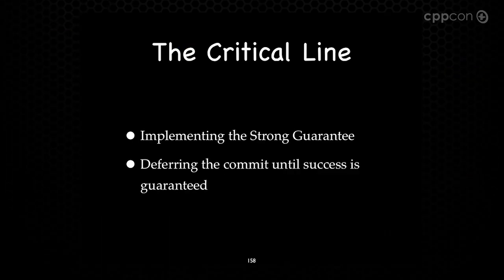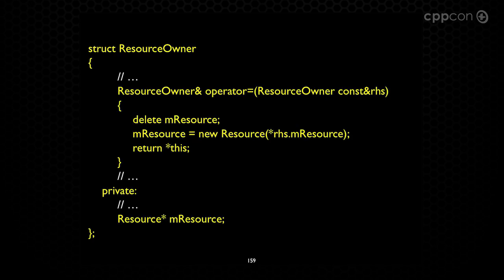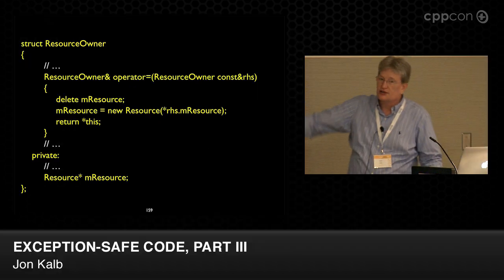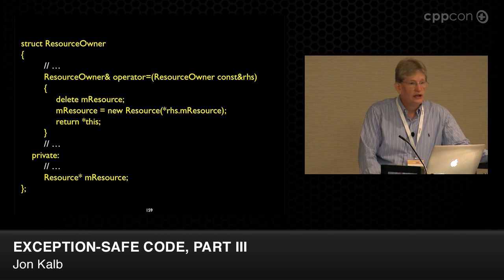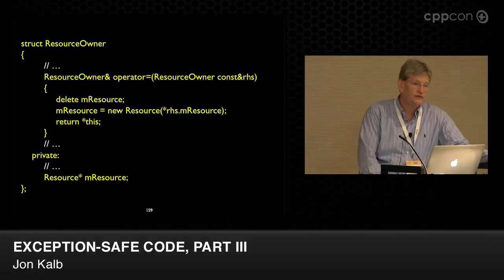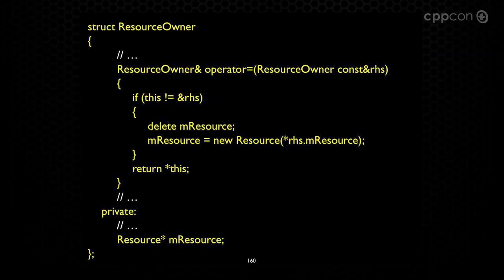All right, let's talk about the critical line. This is for situations where we do want to enable the strong guarantee. So here's a situation where we're doing this assignment operator for some object that has a resource. Is this safe? What's the problem? Okay, so you could self-assign. The very first thing we're doing is deleting something, and if you're self-assigning, you just deleted part of yourself. That's not going to be too nice. So we can fix that. Anybody else want me to fix something on the fly? Boy, am I good at fixing things on the fly.